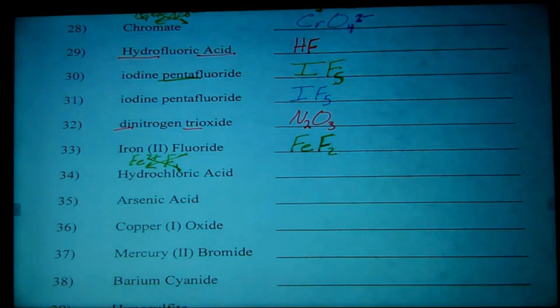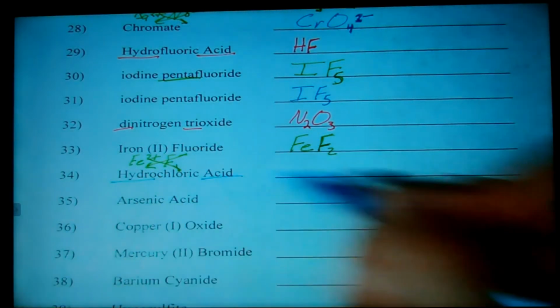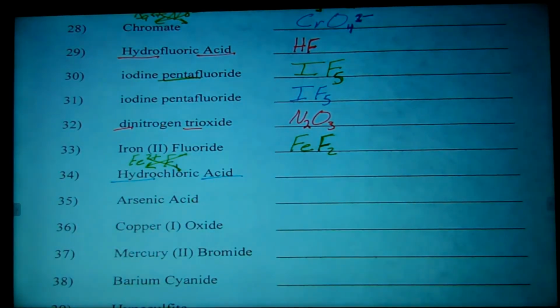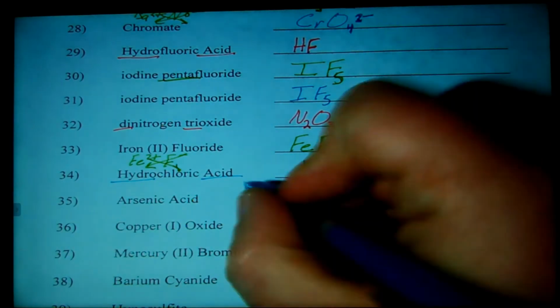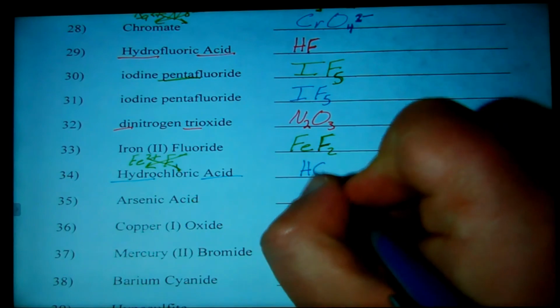Moving on to the next one, hydrochloric acid. Hey, got an acid. Look at the prefix. Hydro. What does hydro tell me? Binary. Binary acid, first one is hydrogen. Then find the root. This chlor comes from chlorine.